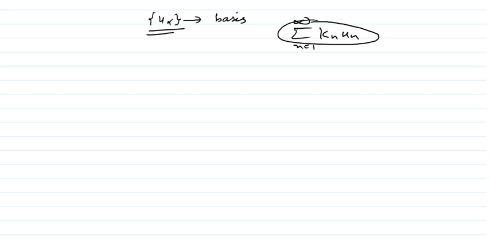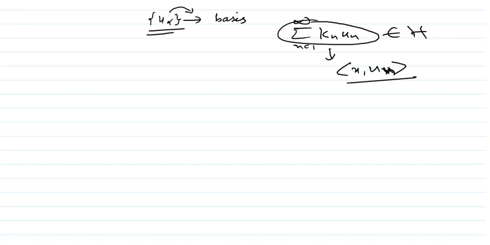So the problem is, when this set is uncountable, how can you calculate this series? Can you calculate this series? And for this we have a lemma which is very important. What is this kn actually? kn is the inner product of x with un, which we have just done in the previous lemma. If this converges in x, if this is in H, then this kn is the inner product of x with un.